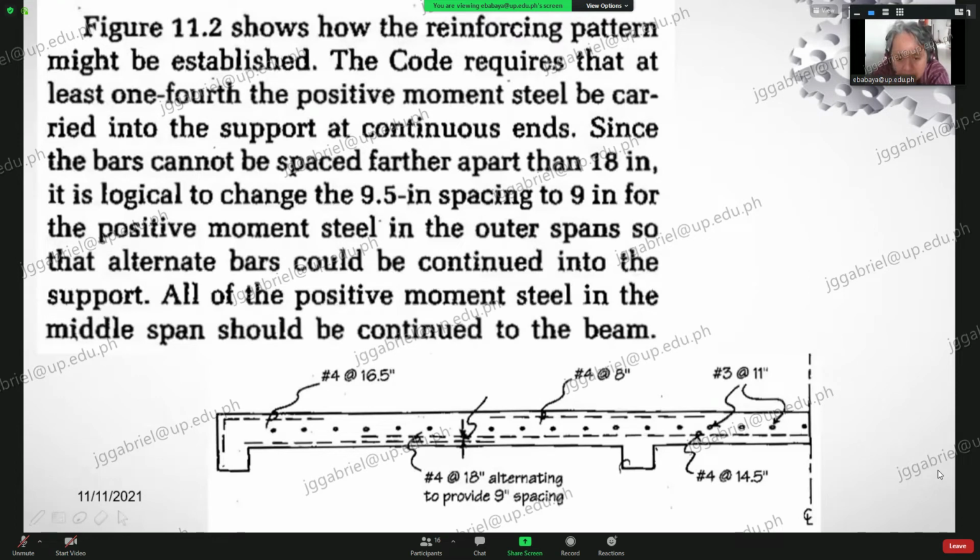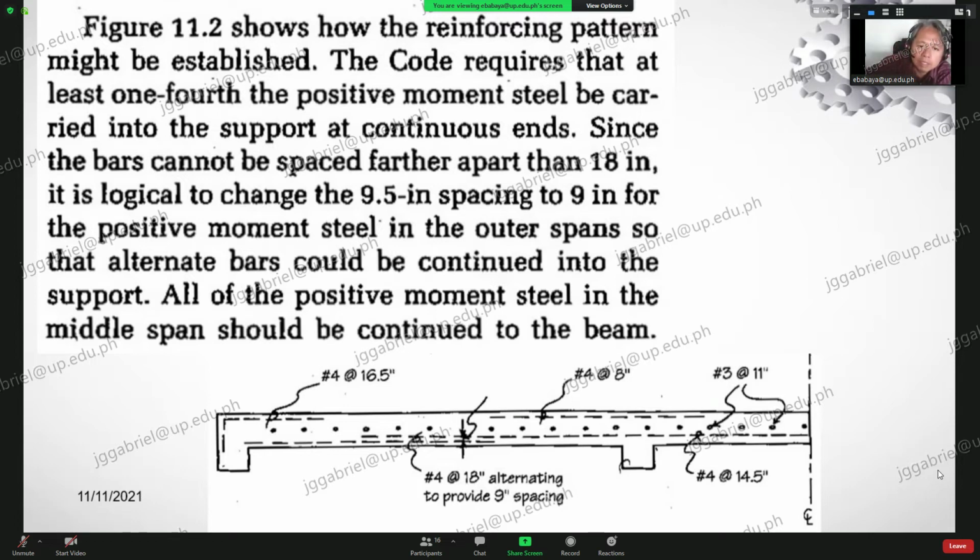There. So you have here number 4 at 8 inches. No? So for this one naman, it says number 4 at 18 inches, alternating to provide 9 inches spacing. Alternating, meron ka dito, meron ka rin dito. Yeah?